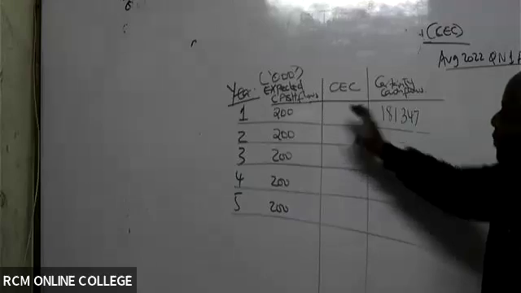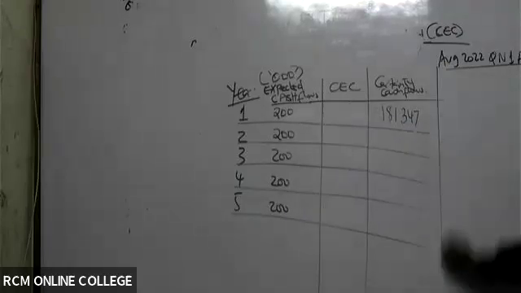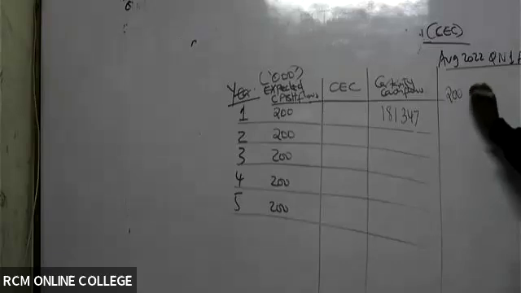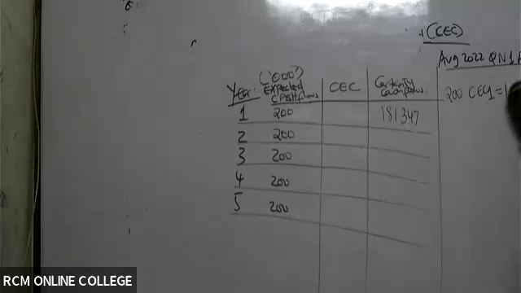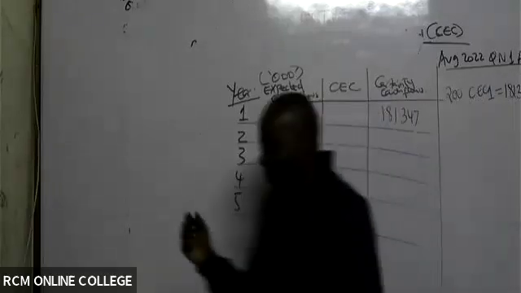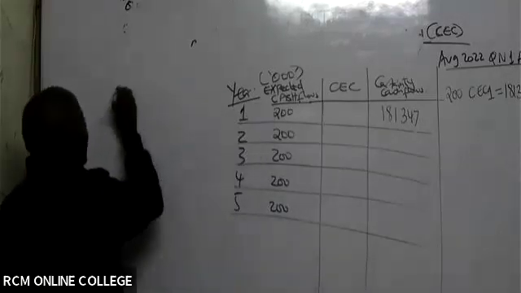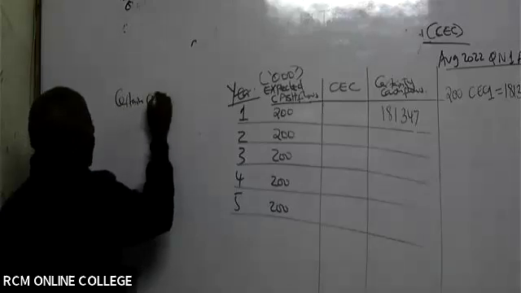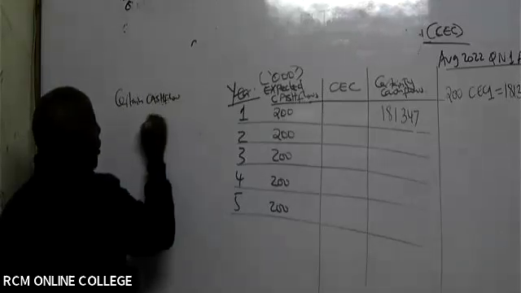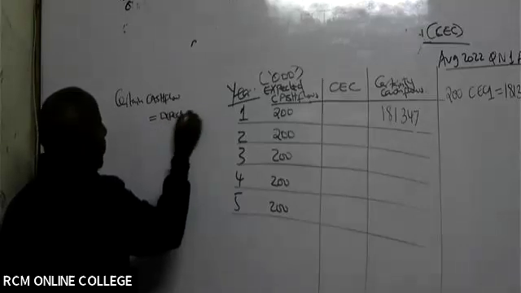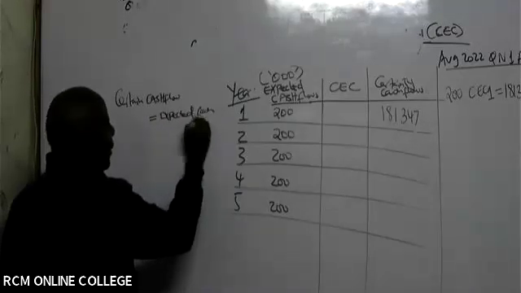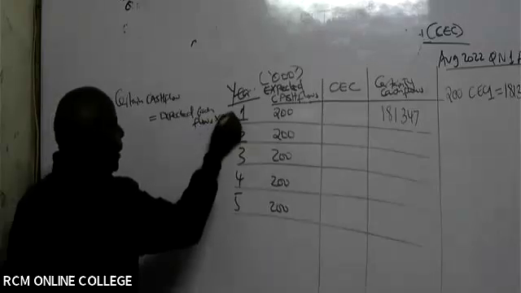How will we get this CEC for year one as a working? I will take 200 times CEC for year one. To get certainty cash flows, what do we do? We take the expected cash flows times who? CEC, isn't it?